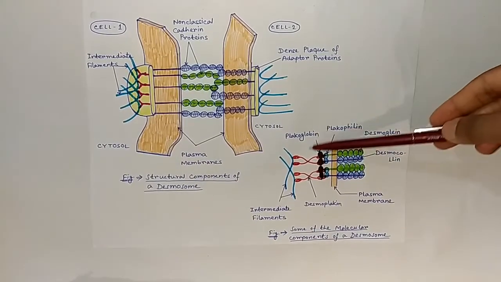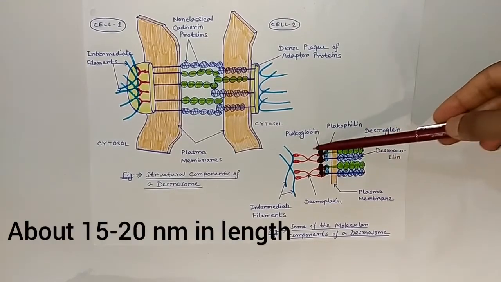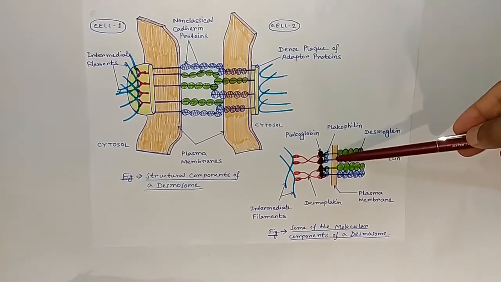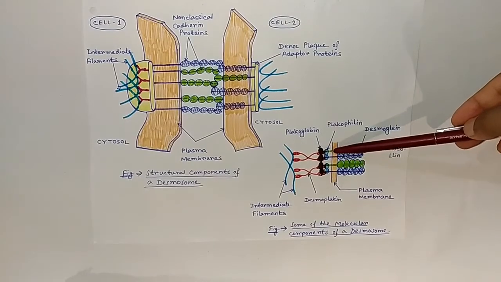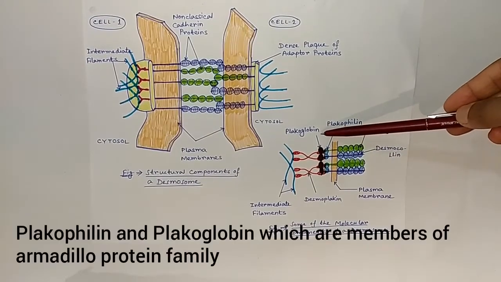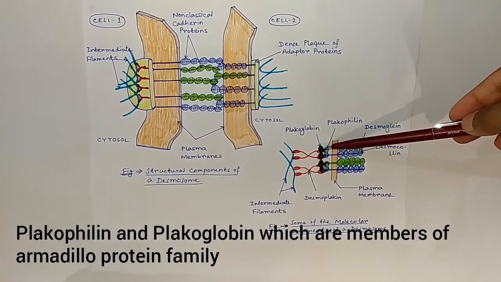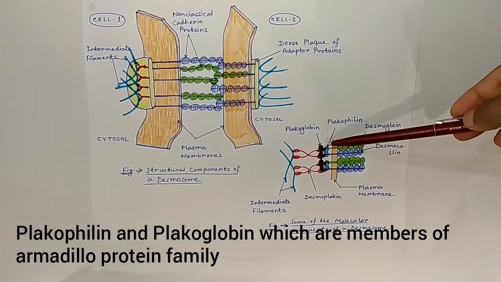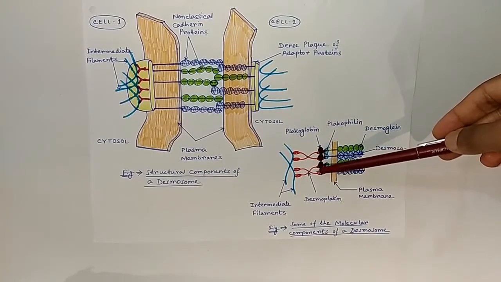This region is outer dense plaque. It is about 15 to 20 nanometer in length. Here, the cytoplasmic tails of both desmoglein and desmocollin bind with plakophilin and plakoglobin. These are members of armadillo protein family. They bind to the N termini of desmoplakin.